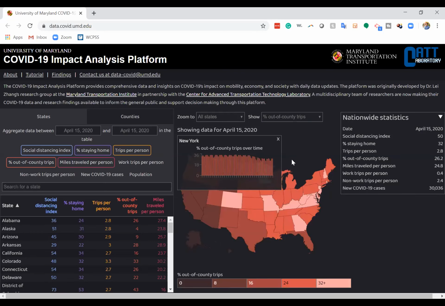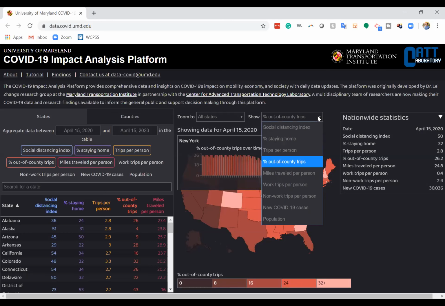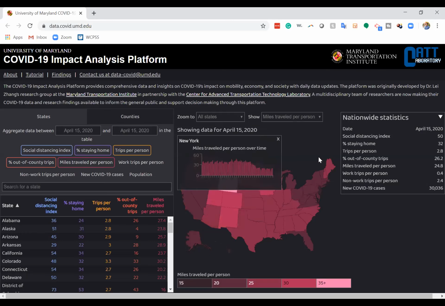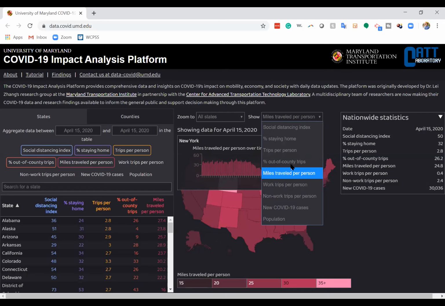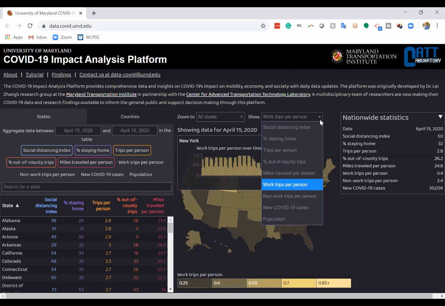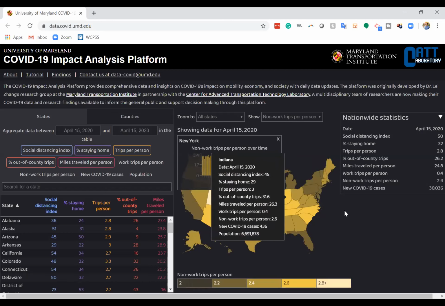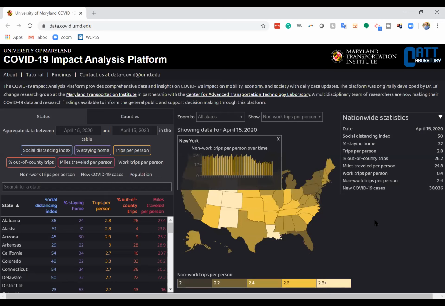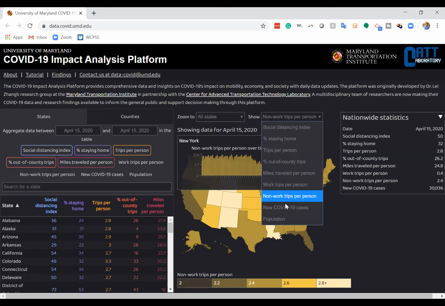Similar to the percent of out-of-county trips, so this is looking at what are the impacts of people traveling to further places and potentially spreading the virus. Miles traveled per person over time has dropped tremendously as well. Similarly, work trips per person, and we see a big weekend effect here as well, even looking back at January and February, as well as non-work trips per person decreasing when the travel restrictions have been in place.